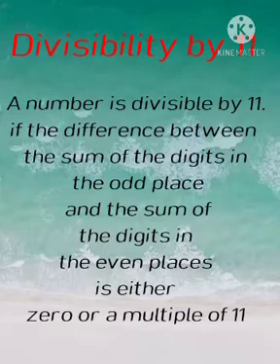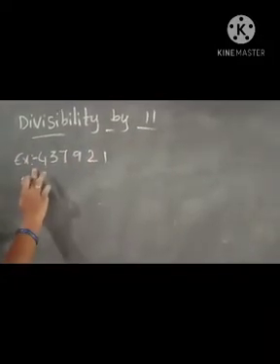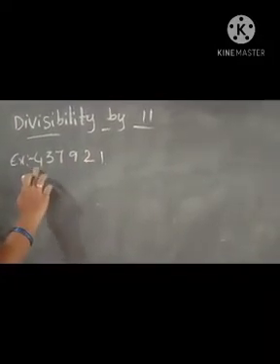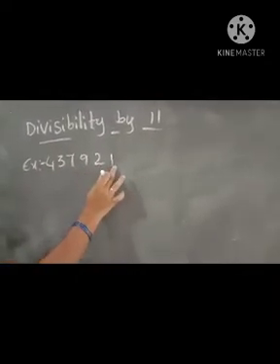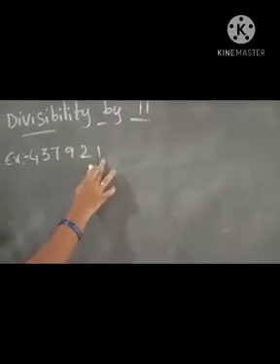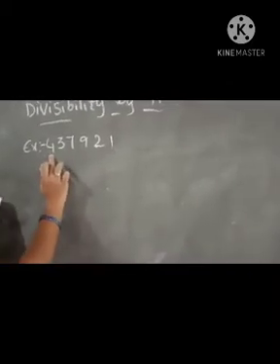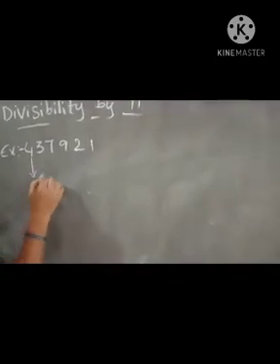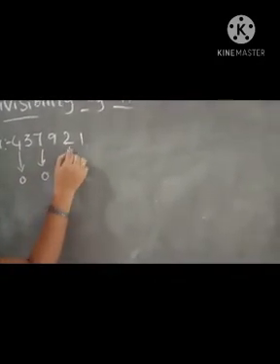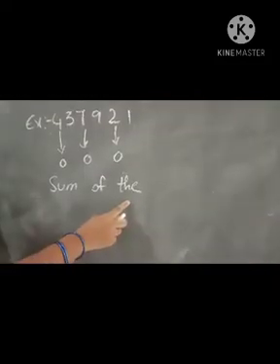Okay, have an example. See the example, listen carefully children. Now divisibility by 11 example. Already I told the definition. Now see the example. What is the example here? 4, 3, 7, 9, 2, 1. Now what we have to do here? Sum of the odd places and sum of the even places. See the odd places and even places. Here first we have to take the odd numbers. This is the odd and here this one also odd. Alternate numbers we have to take. So here sum of the odd places.